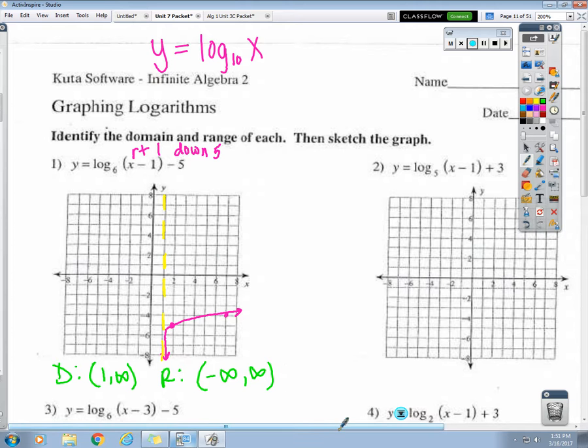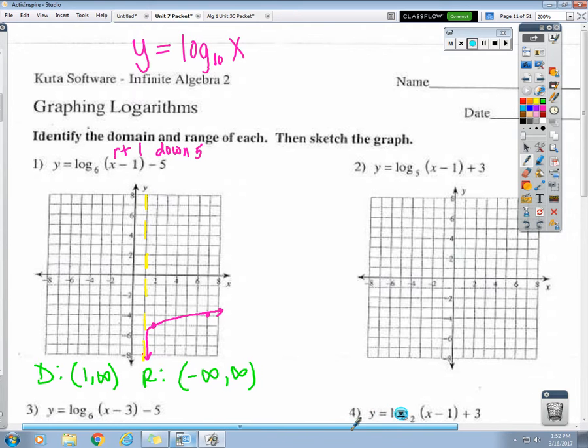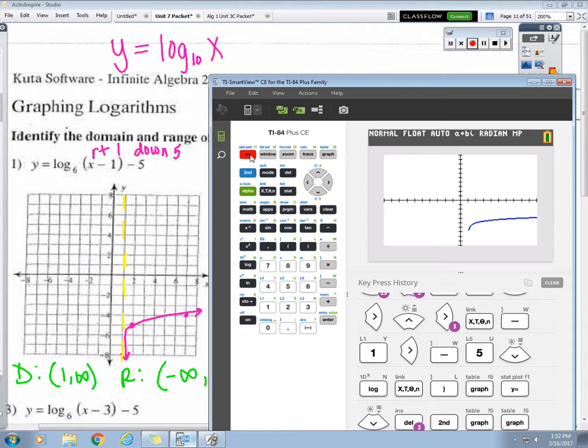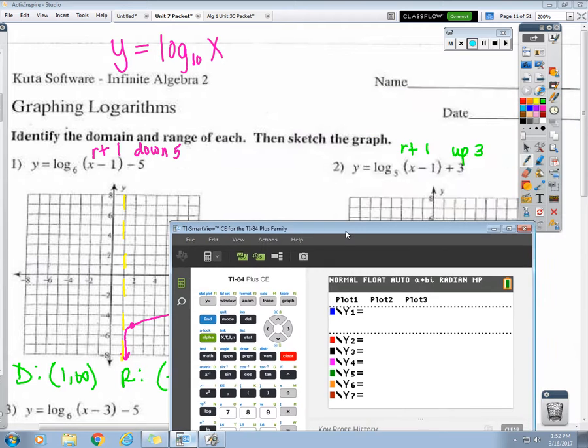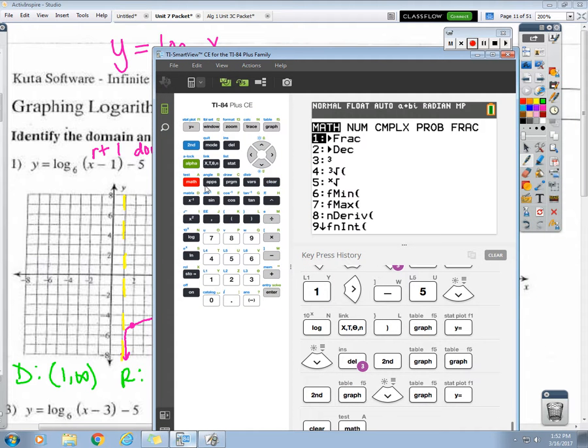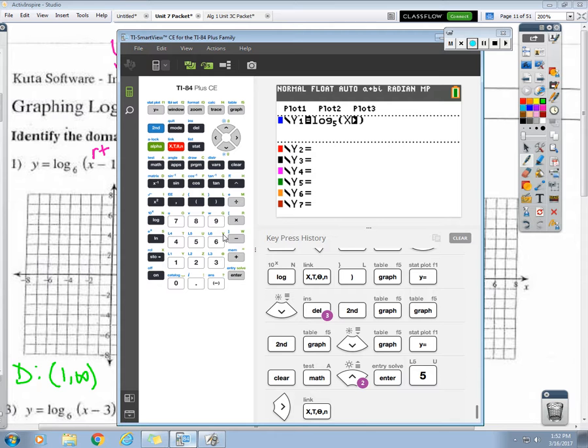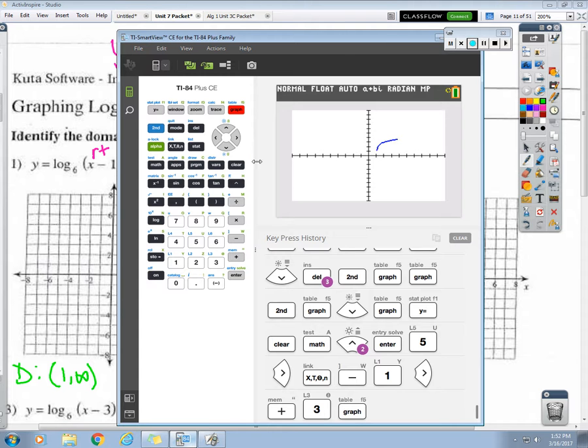Okay, so now let's look at number 2. Okay, what kind of transformations are we going to see? What kind of shifting? Right 1 and up 3. Okay, so now let's put it on the graph so we can get some points. Y equals, how do I type in log base 5? I just go up because it's at the bottom, so it's faster just to go up to get there. And it's a base 5. Then inside parentheses is x minus 1. And then outside parentheses is plus 3.